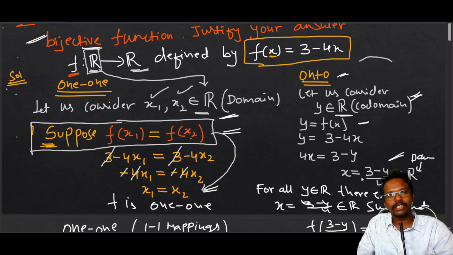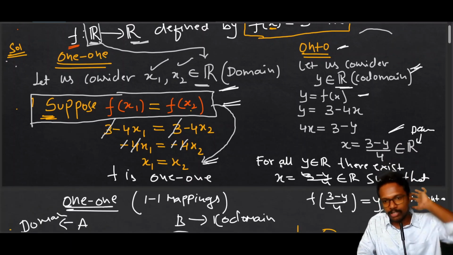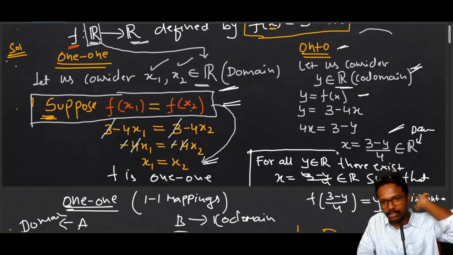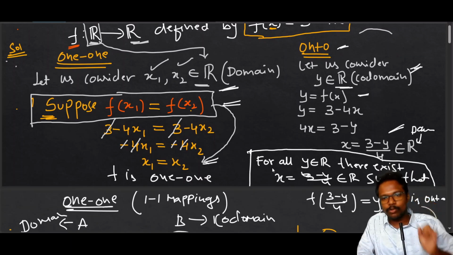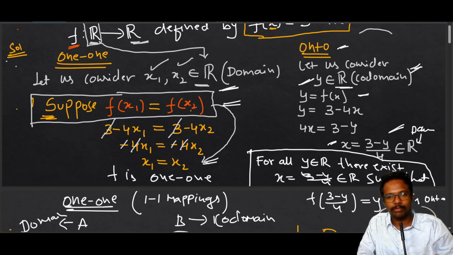then it is an onto function. If that x does not belong to the domain, then it is not an onto function, and if it belongs to the domain, we have to write this sentence. So this sentence is also important here. For all y belongs to R, there exists x equals 3 minus y by 4, which belongs to R, such that f of x equals y. F of x means 3 minus y by 4 equals y. Then f is onto. If f is 1-1 and f is onto, then f is a bijective function.